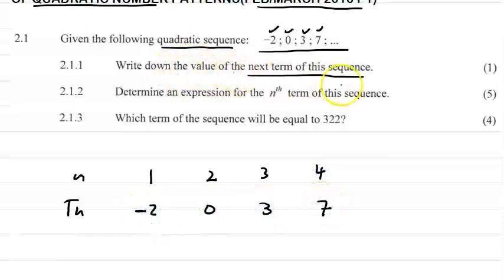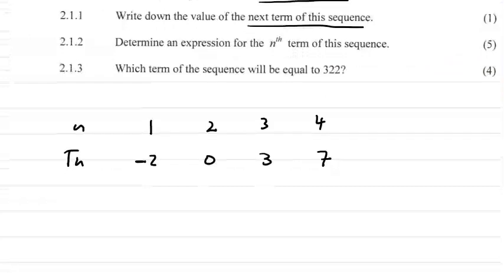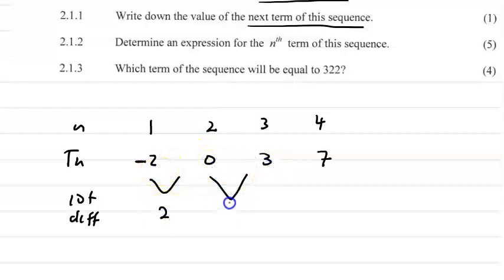Now it says write down the value of the next term of the sequence. Now remember that they told us that this is a quadratic sequence. So therefore, as I told you before, the second difference is constant. Now let's work out the first difference. So it says 0 minus -2. Now remember, how do we work out the first difference? We'll say t2 minus t1. So 0 minus -2 is going to be 2. And t3 minus t2, 3 minus 0 is going to equal 3. And t4 minus t3 is 7 minus 3, which is equal to 4.